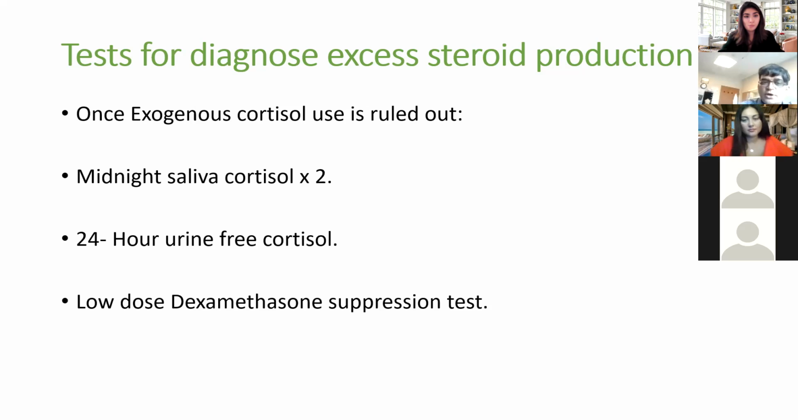This test is one way we can rule out or rule in excessive production of cortisol. So the second test, if they have any of the problems that we discussed, they are smokers or shift workers, then the second test, which is very useful, is a 24-hour urine-free cortisol.